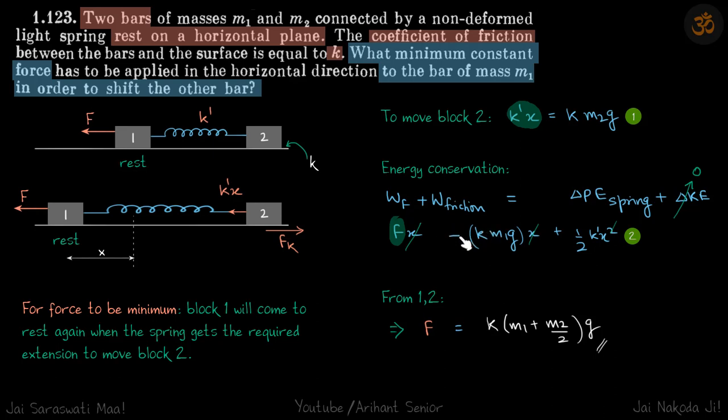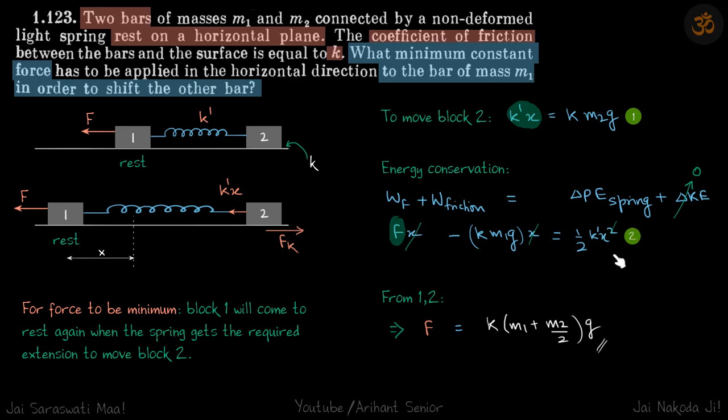Let me write it in its proper form. The total work external is equal to change in potential energy plus change in kinetic energy. Now the work done by the force F is F into x. Work done by friction is negative because the displacement and friction are in opposite directions. So the work done by friction is minus k m1 g into x, and this equals the potential energy of the spring, half k dash x squared, and delta KE is 0.